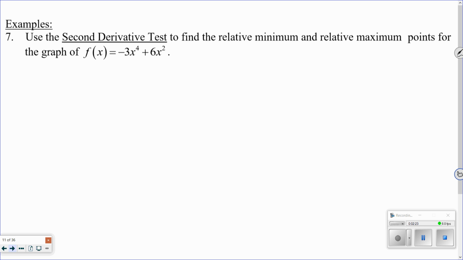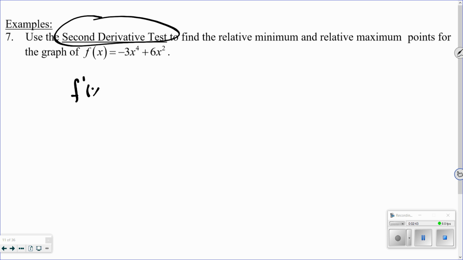This says, use the second derivative test to find the relative max and relative min points for that graph. So in this case, it's telling us to, right? It's telling us to use the second derivative test. So first start by finding your first derivative and finding your critical numbers. So let's find the first derivative.